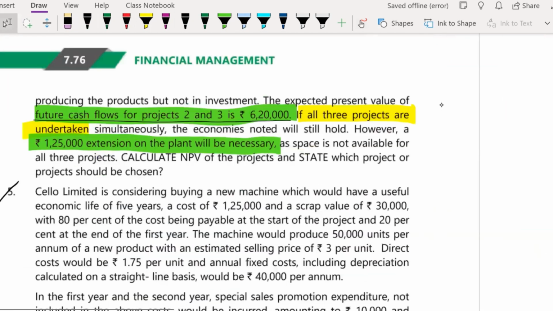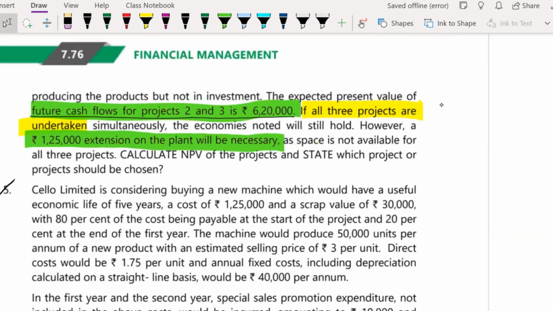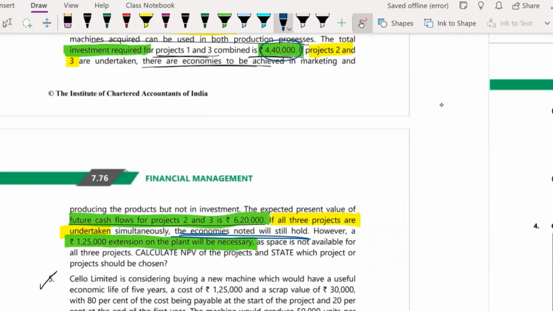Then they are telling you if all the 3 projects together are undertaken, then also you will have benefits. If all the 3 projects are undertaken simultaneously, the economies noted will still hold. Meaning the 4,40,000 of outflow and the 6,20,000 of inflow noted separately for the other projects will also apply if all the 3 projects are undertaken.